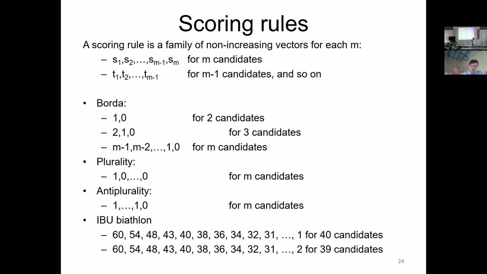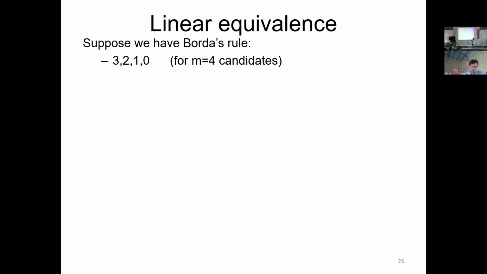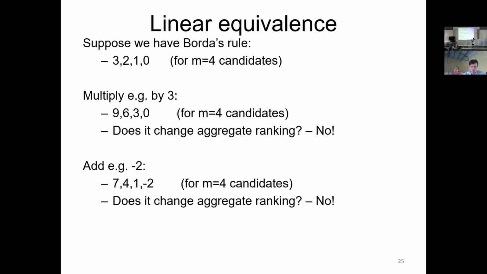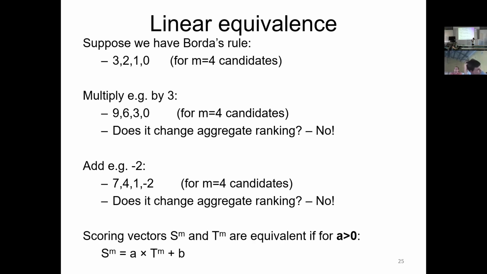It is also important to remember that scoring rules are invariant under affine transformation. So if you rank voters with the vector 3, 2, 1 or 9, 6, 3, you get the same order of athletes. Everyone just gets 3 times as many points as before. Similarly, if we use a vector 7, 4, 1, minus 2, then every athlete just loses 2 points in every race. They all lose the same number of points, so the order does not change. And we say 2 vectors are linearly equivalent if we can go from one to the other by scaling by a positive constant and translating by another number.